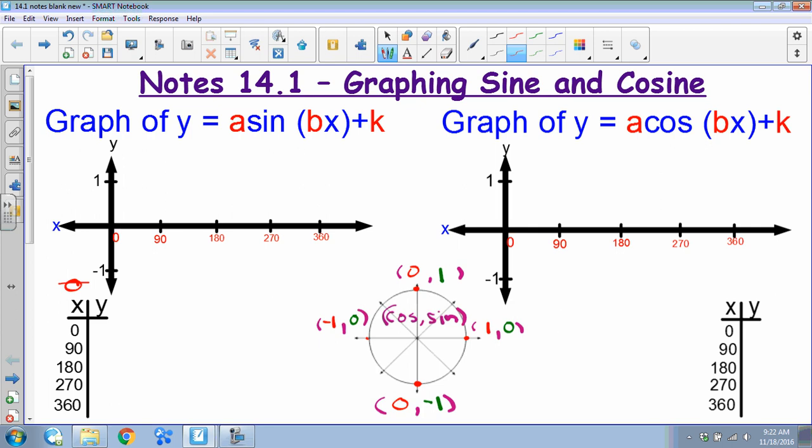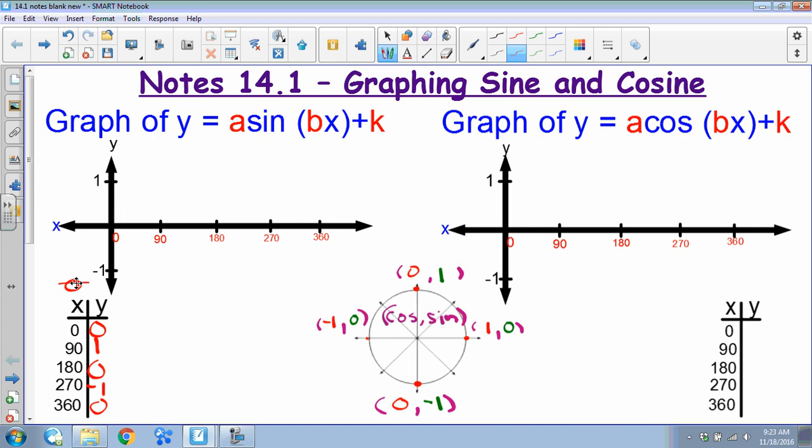At 0 degrees, sine is 0. You could put that in your calculator and see that also, you just have to make sure that you're in degree mode. Sine of 0 degrees is 0. Sine of 90 degrees is 1. Sine of 180 degrees is back to 0. Sine of 270 is negative 1. Then you go back to 360 and sine is 0, because 0 degrees and 360 degrees are at the same spot.